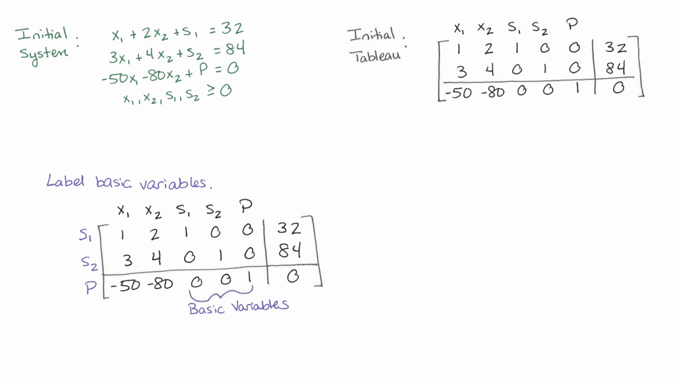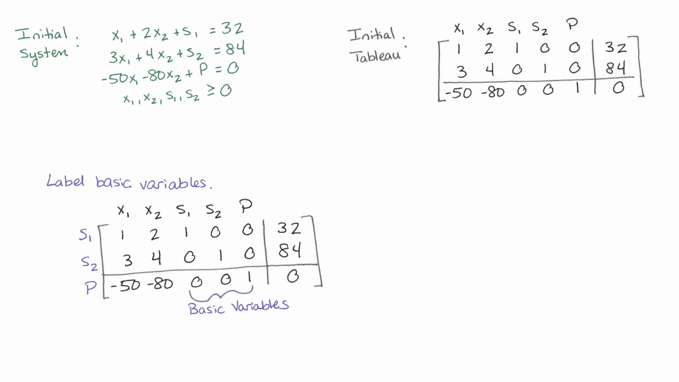So the way we interpret this is since S1 is 1, 0, 0, the 1 is in the first column. So that means that S1 represents row 1. In the S2 column, we have 0, 1, 0. So the 1 is in row 2. So that means that S2 represents row 2. 0, 0, 1 is our P column. The 1 is in the last row, so P represents the last row.